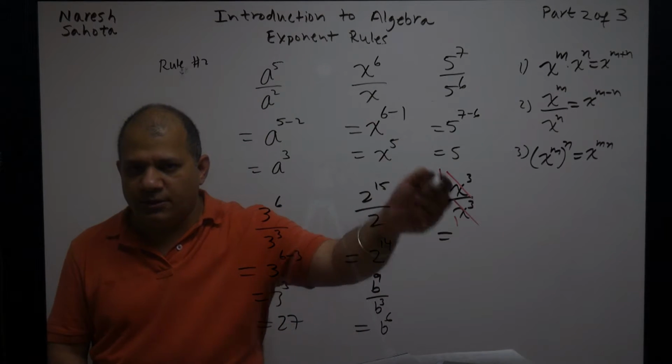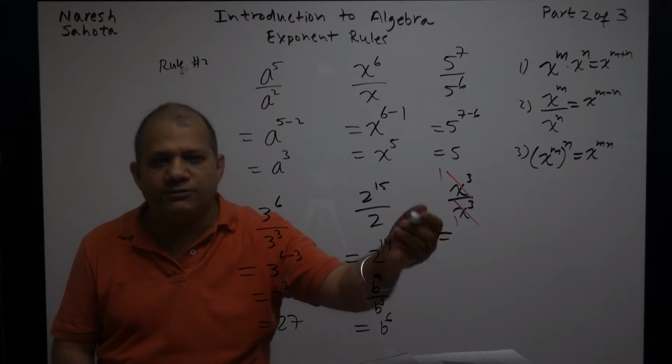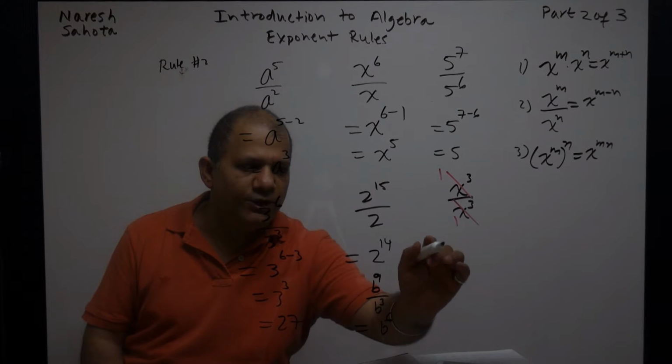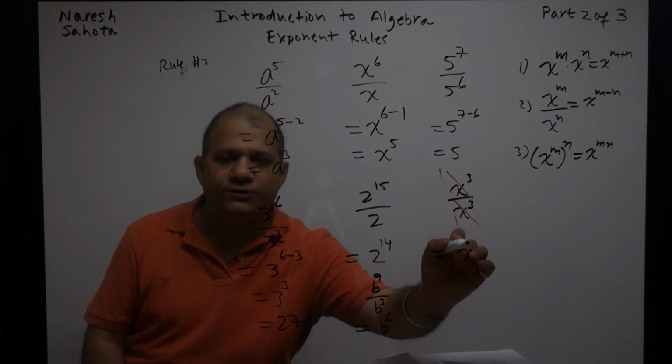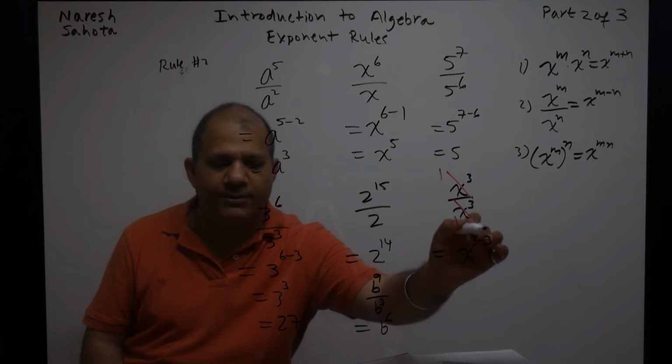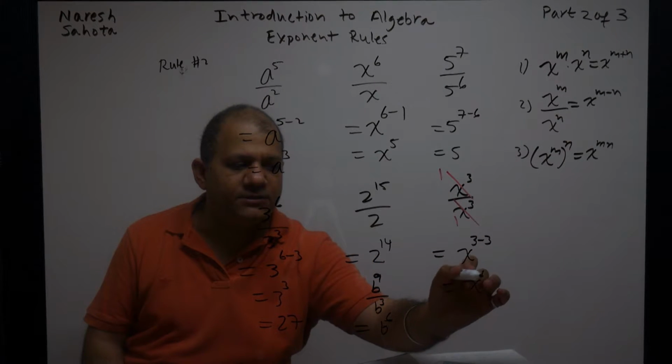Since we're applying rule number 2, let's do this using our second rule. So the rule says when you divide with same bases, you subtract the exponents. So 3 take away 3, right? So 3 take away 3. So what's that? That is x to the 0.